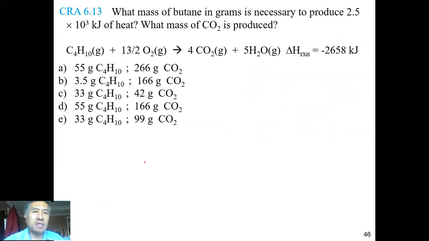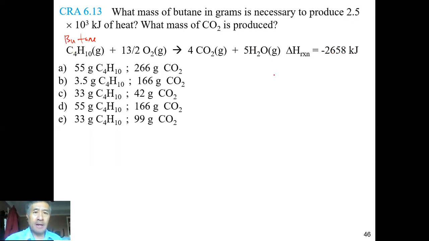So next, CRA 6.13. What mass of butane in grams is necessary to produce 2.5 times 10 to the 4 kJ of heat? What mass of CO2 is produced if we have this chemical reaction equation? So this C4H10 is butane, reacting with O2 gas, producing CO2 and water. So the delta H reaction equals negative 5316 kilojoules.